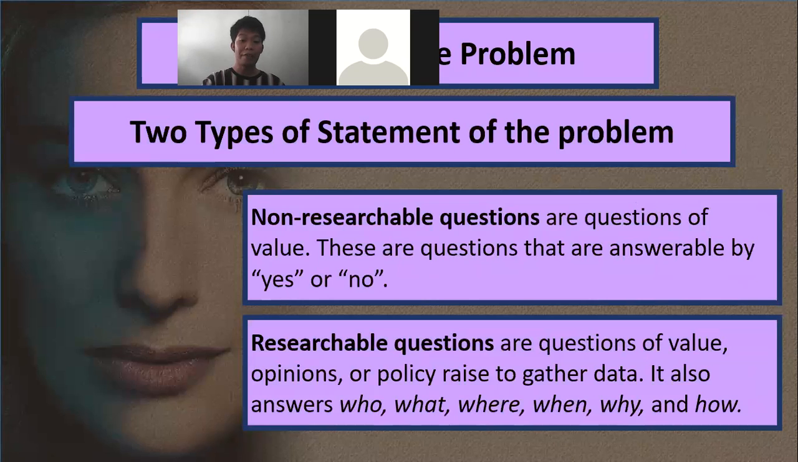Okay, 2 types of statement of the problem. The non-researchable questions are questions of value. These are questions that are answerable by yes or no. We also have researchable questions, or questions of value, opinions, or policy raised to gather data. It also answers who, what, where, when, why, and how. The non-researchable questions are like closed-ended questions that can only be answered by yes or no. Meaning, you cannot use this type of questions in conducting a research.